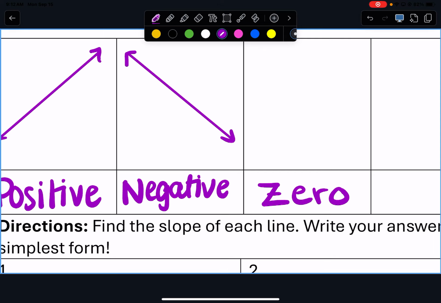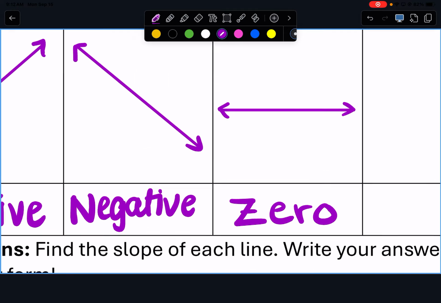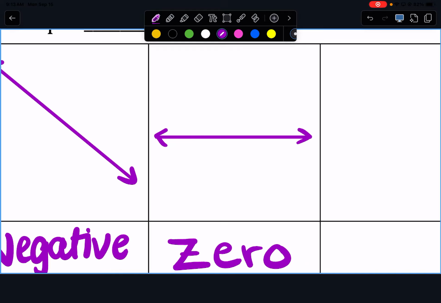So a zero slope occurs when we have a horizontal line. The reason it is a zero slope is because slope is rise over run. Does this have any rise? So our rise would be 0 divided by our run. 0 divided by a number is 0. So it makes our slope 0 because that is what our rise is.